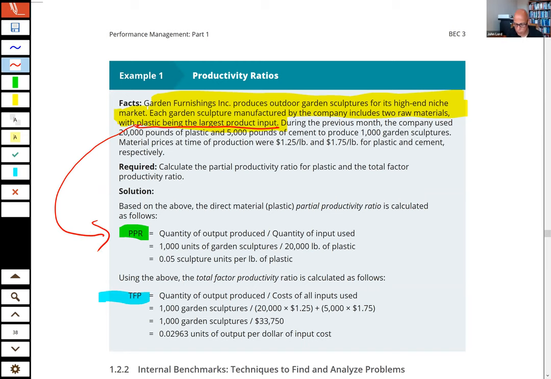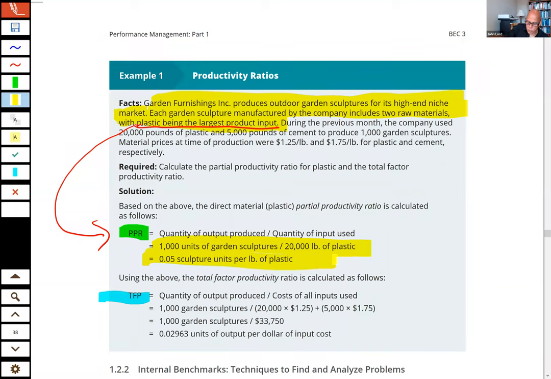And it begs the question, how high end could these things be if they're made of mostly plastic? But whatever, let's just go ahead and accept that. They say during the previous month, the company used 20,000 pounds of plastic and then 5,000 pounds of cement. So cement is the more minor of the two, obviously, from that description. Material prices at the time are $1.25 for the plastic and $1.75 for the plaster. When we just do the plastic, we come up with a productivity ratio of 1,000 units divided by the 20,000 pounds of input, in this case, the plastic. And so it's 0.5 pounds of plastic per unit.